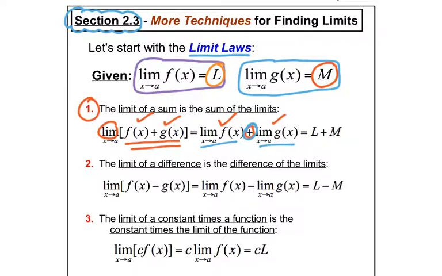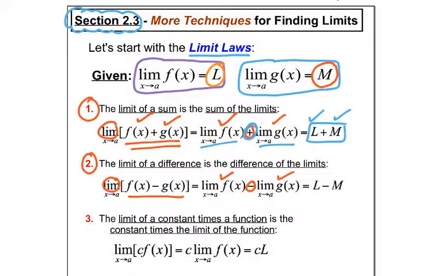And we know that the limit of f of x as x approaches a is L, and the limit of g of x as we approach a is m. So the answer would just be L plus m. It's the limit of each one added together. The limit of a sum is the sum of the limits. Limit law number 2. Okay, watch the words here. The limit of a difference is equal to the difference of the limits.